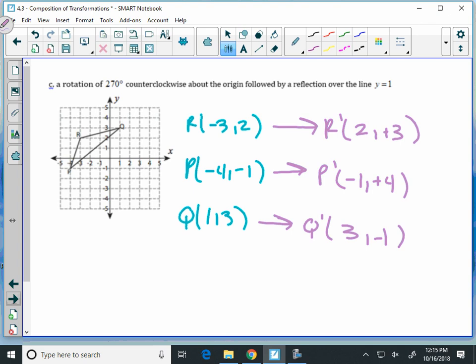And then we plot those new points. 2, 3. -1, 4. 1, 3, -1.